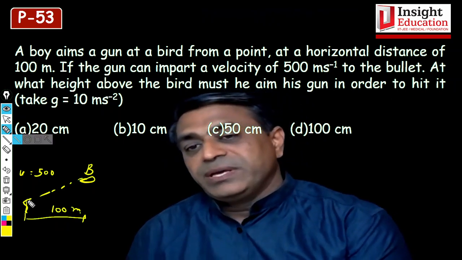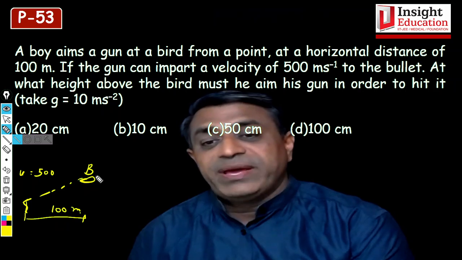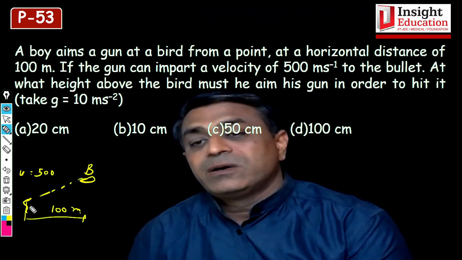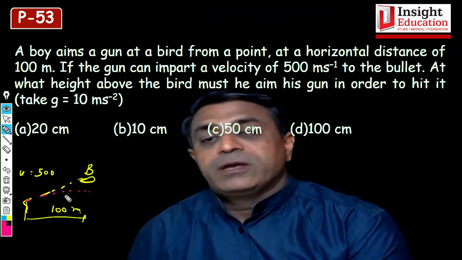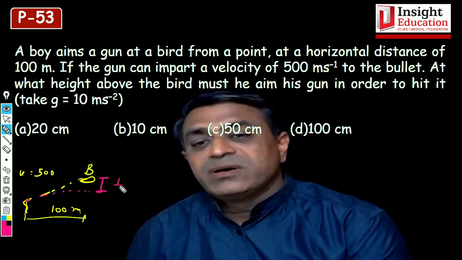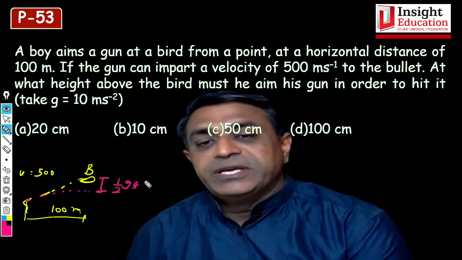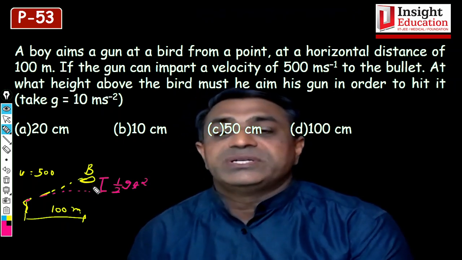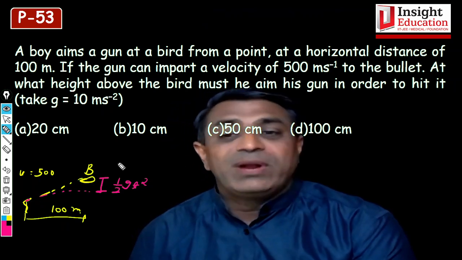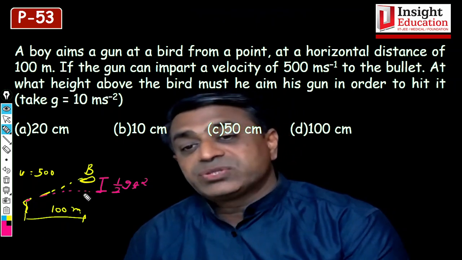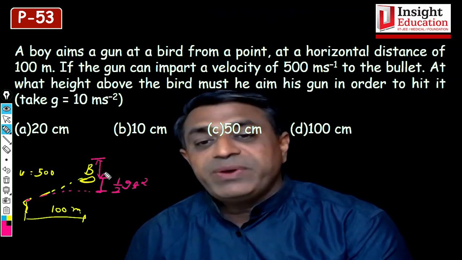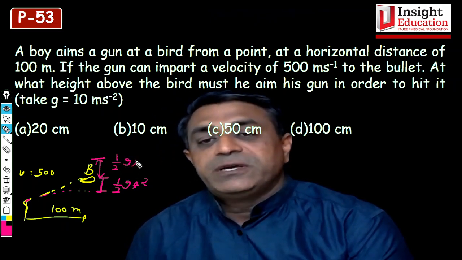Okay, so if he targets the bird in a straight line, the bullet will actually follow a parabola, and this distance is called 1/2 gt square. So if he targets the bird directly, the bullet will not hit the bird. So actually he has to target above the bird, and this height should be 1/2 gt square.